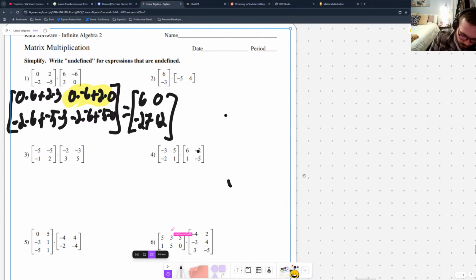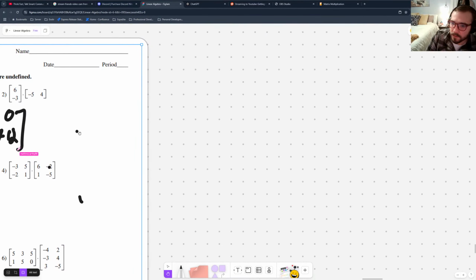And then how about this one? Which one is your mouse over? Number 2. This one's only going to be 1 by 1. That's right. So we're going to do just 6 times -5 plus -3 times 4. That's right.